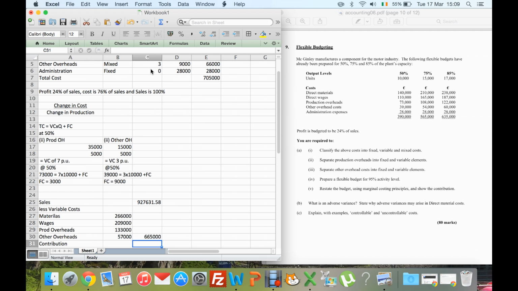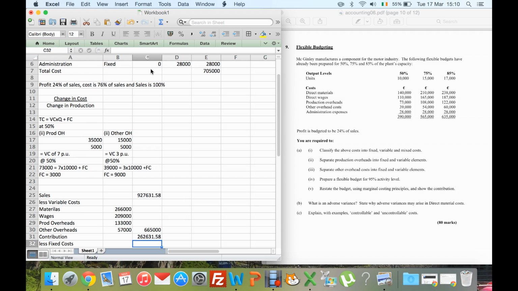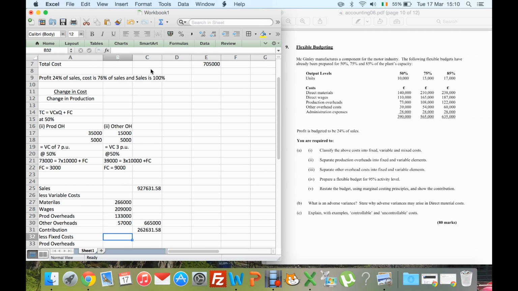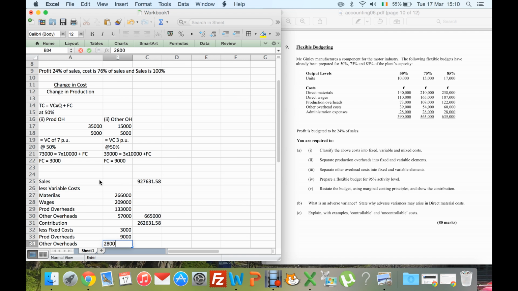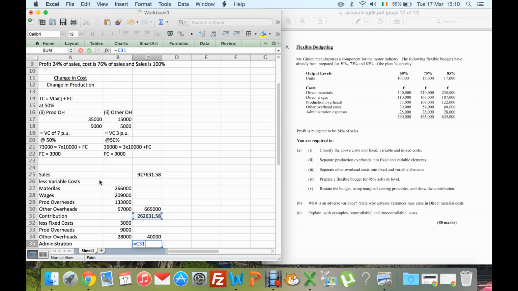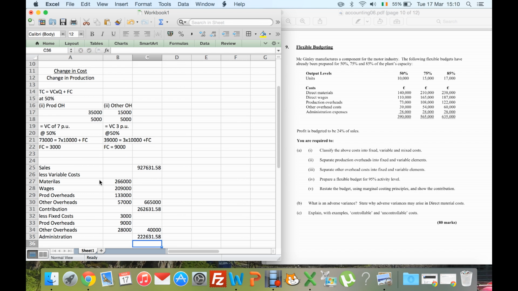And then the contribution is when we have our sales figure, and we take away from sales the variable costs. Fixed costs, they don't change. So we said, looking up here, we had fixed costs of 3 and then 9, 9 for the other overheads. And administration is 28. Never changes. So we add these numbers and we take them away from our contribution, and that gives us our profit. And if you've done that right, that should be 24% of our sales figure. Okay, I hope that makes sense.